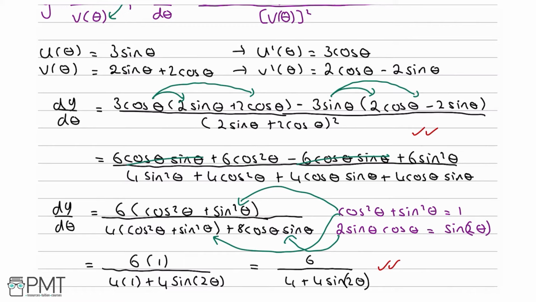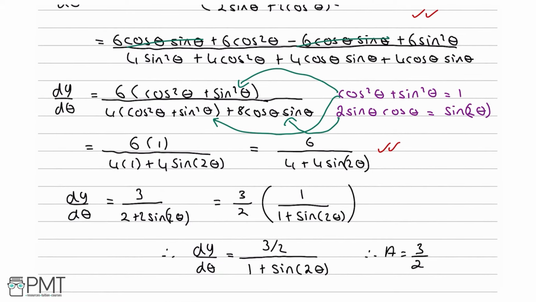Your final mark is entirely taking your answer from this stage to this stage and finalizing at this stage to get this as your final representation of dy by d theta. So this one earns you your 5th and final mark.